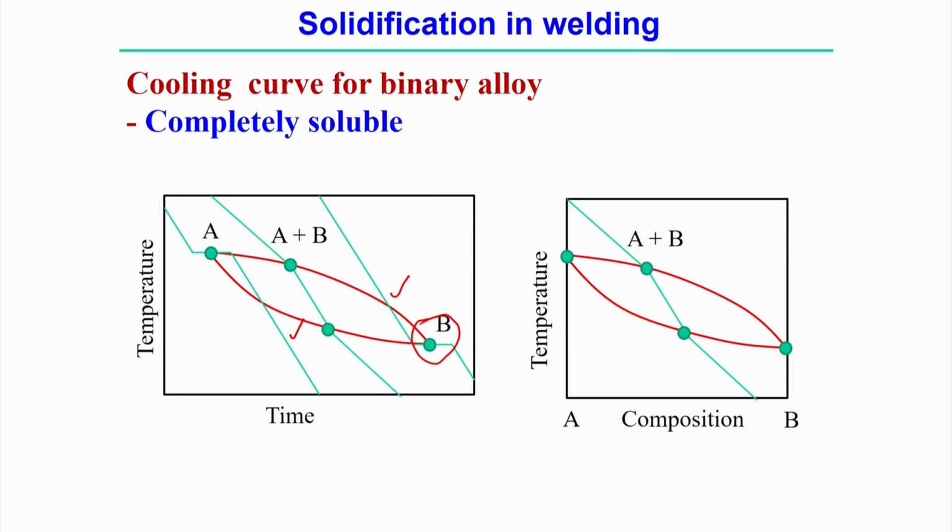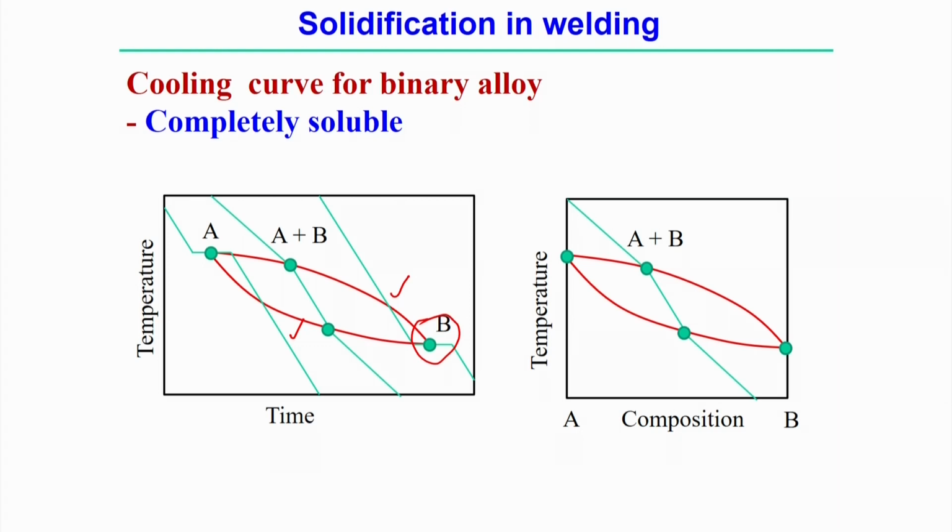So, here the melting point is different as compared to metal A. Here also you can see that the phase change happens over a range of time, but at constant temperature. So, it follows a similar kind of cooling curve to the pure metal A.